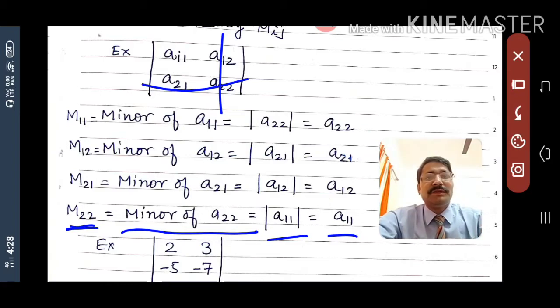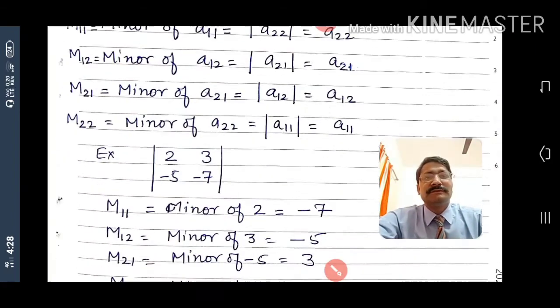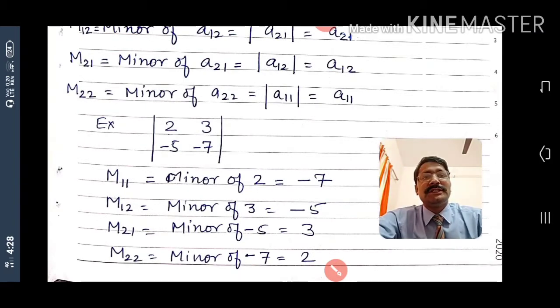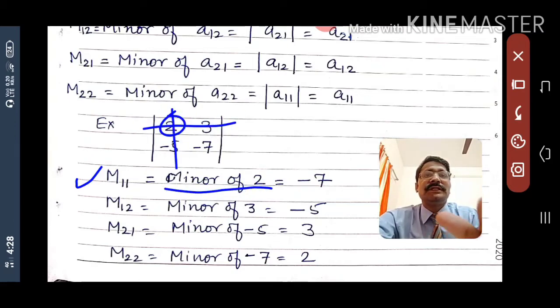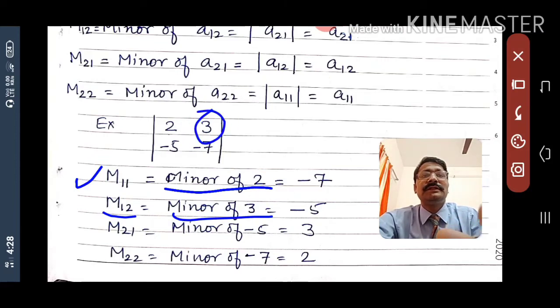We will take one numerical example also. We take this example and find the minor of all these elements. Here also 4 elements are given to you and you can find 4 minors. First you will find M11. M11 means minor of 2. This is 2, and here you will not take these elements, so you get -7. Similarly, we find the minor M12. M12 means minor of 3, and 3 is here, so you will not take these elements, and you have -5.